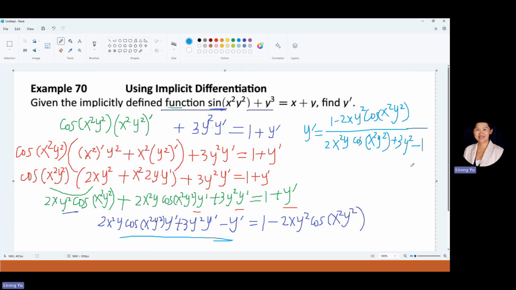The right side divided by the left side coefficients, because the y prime is now a common factor. Other than the y prime, all the other terms are divided. So that minus y prime becomes just a minus one, because I have the y prime factor outside. I guess I skipped one step. So if you get y prime by itself, then you see all the other stuff like the minus 1 and the 3y squared and the 2x squared y cosine. And that's why we divide it.